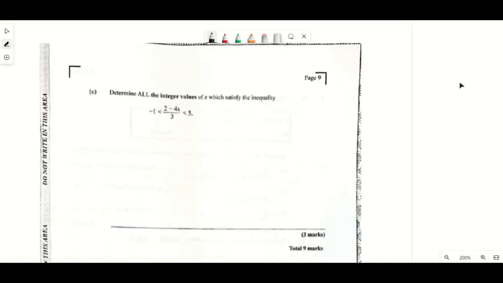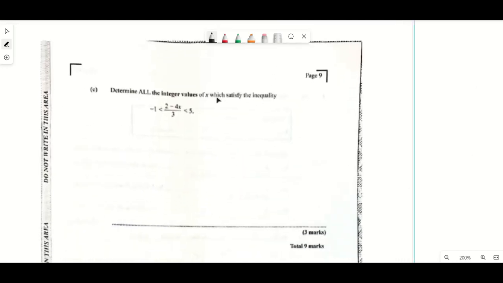Alright, so let's go down to the next part. They said C, determine all the integer values of x which satisfy the inequality. When they say integers, we know they're talking about negative numbers, positive numbers, and 0. Not fractions, nothing along those lines. We want only negative, positive, and 0 numbers. That is what x is equal to.